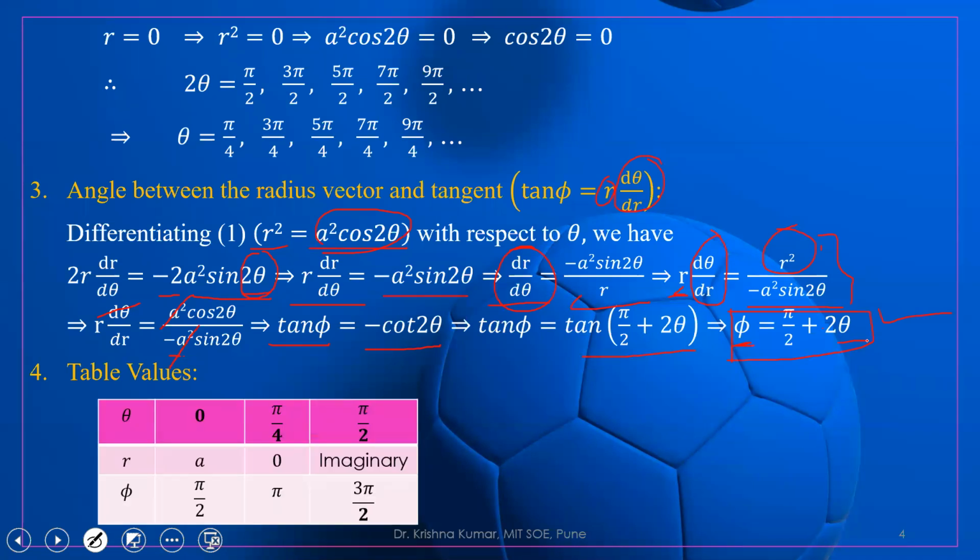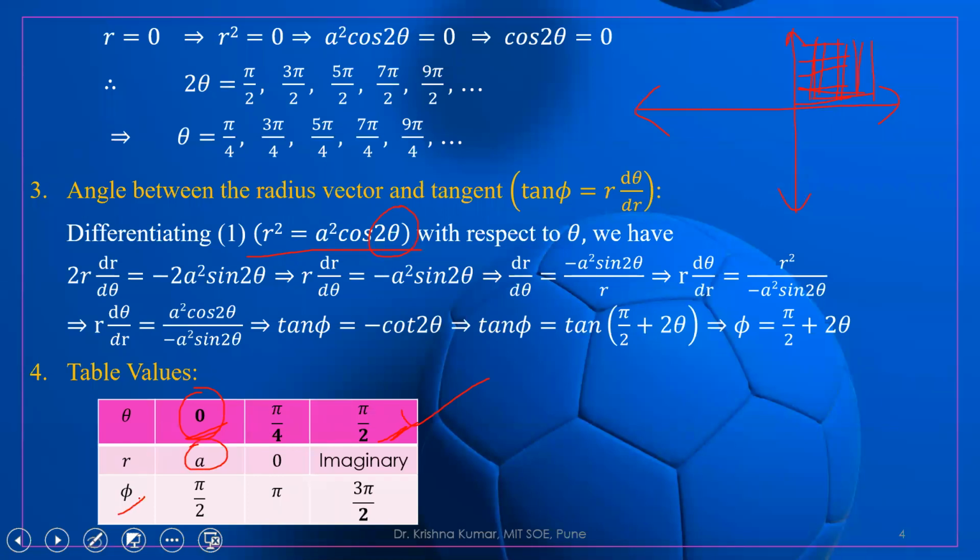So table values means, now just look here. This curve is symmetric about pole, symmetric about the initial line theta equal to 0, and symmetric about the line theta equal to pi by 2. So we have to only trace the curve in the first quadrant. Then we are able to trace the remaining part of the curve. So that's why in the table we have taken only the values from 0 to pi by 2. So if theta equal to 0, let us see what the equation is. This is r square equal to a square cos 2 theta. If theta equal to 0, cos 0 is equal to 1. So we are getting r is equal to a.